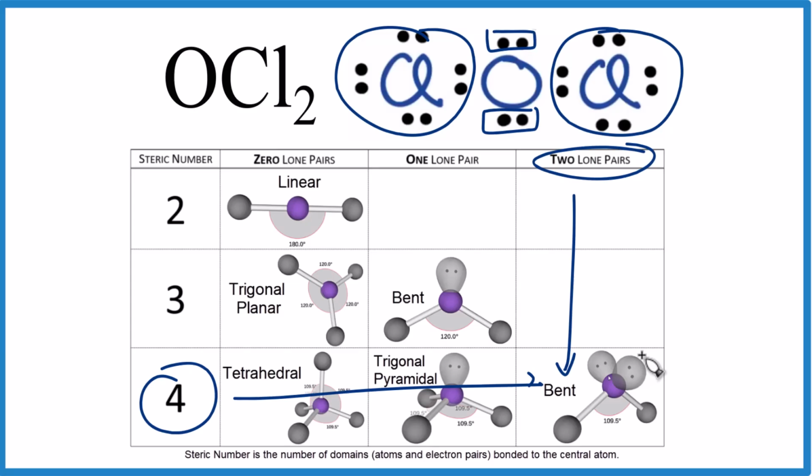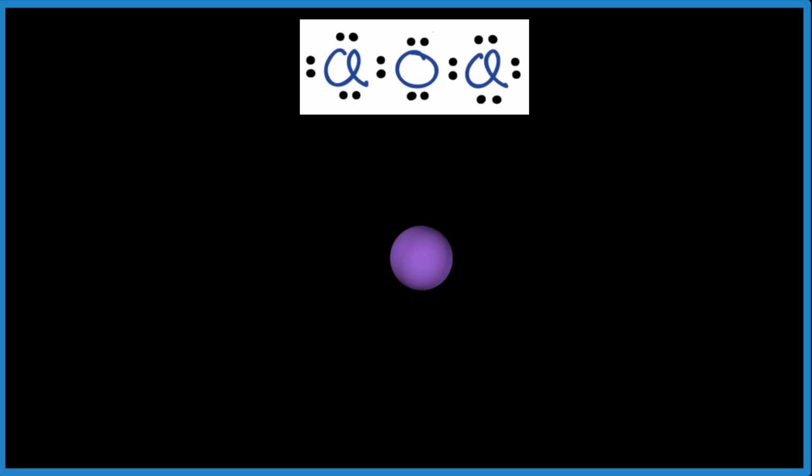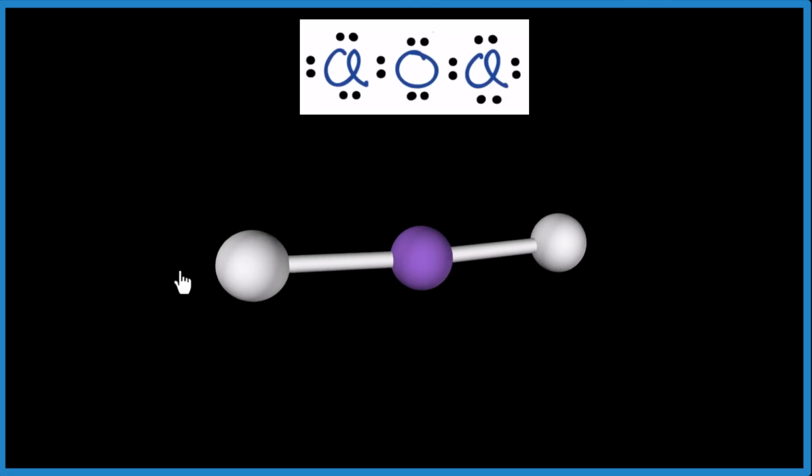Let's see what that looks like in 3D. So the oxygen, that'll be the purple central atom. Add one chlorine. Add another, they spread out. They push away from each other. When I add that lone pair, I put it right here. What's going to happen to these atoms here, the chlorines?